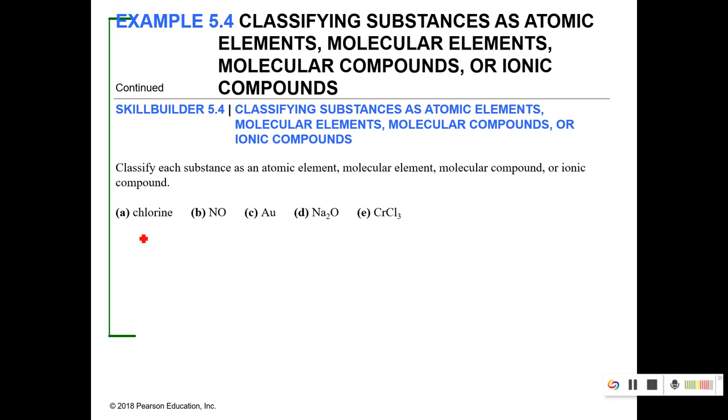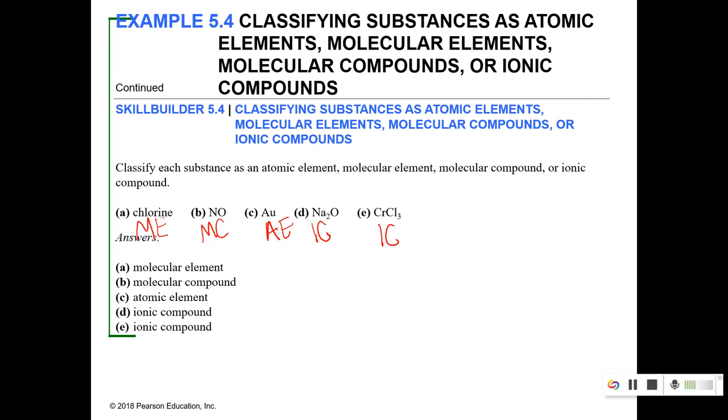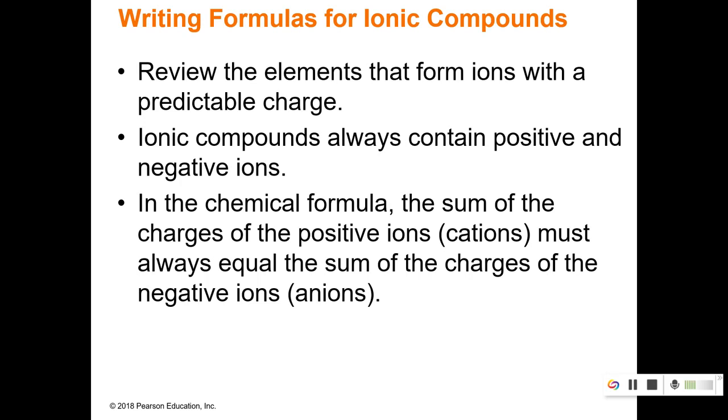So chlorine, that is a halogen molecular element. NO, that is a molecular compound. Both of those are nonmetals. Gold is an atomic element. Sodium oxide, that is an ionic compound because sodium is an alkali metal. Chromium is a transition metal, which makes that an ionic compound. As always, if y'all have questions, please let me know.